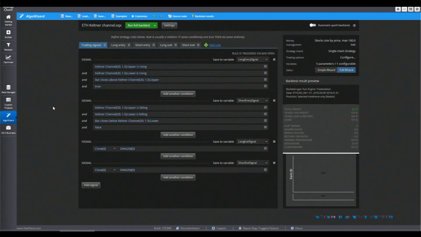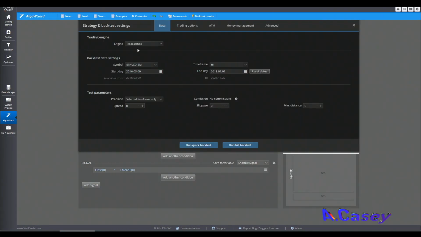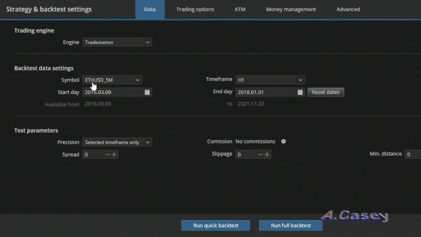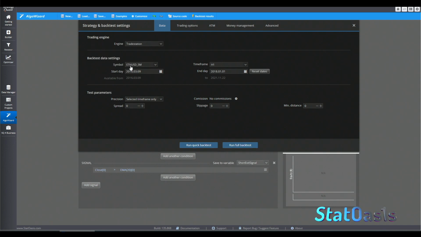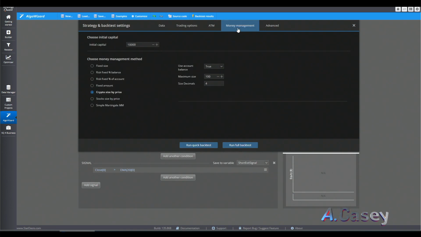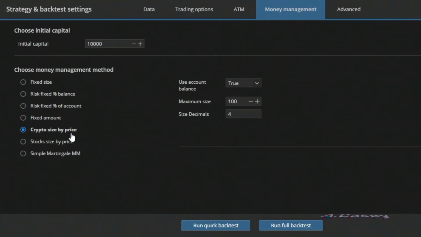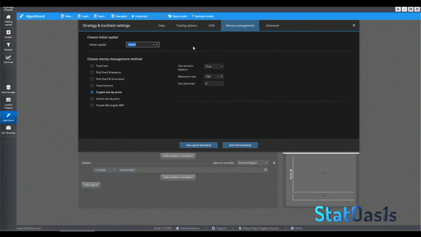So in StrategyQuant, I already built the model. We are using TradeStation and I am using Ethereum. Of course, we only have a lot of data for Bitcoin and Ethereum. Everything else is less than 2 years at best. Some of them, like Solana, I only have 1 year of data. I am using the 1 hour time frame and we are building from 2016 till 2018. For money management, we are using crypto size by price, meaning I'm using $10,000 for every single trade. Basically, whatever the $10,000 can buy me, I will buy.